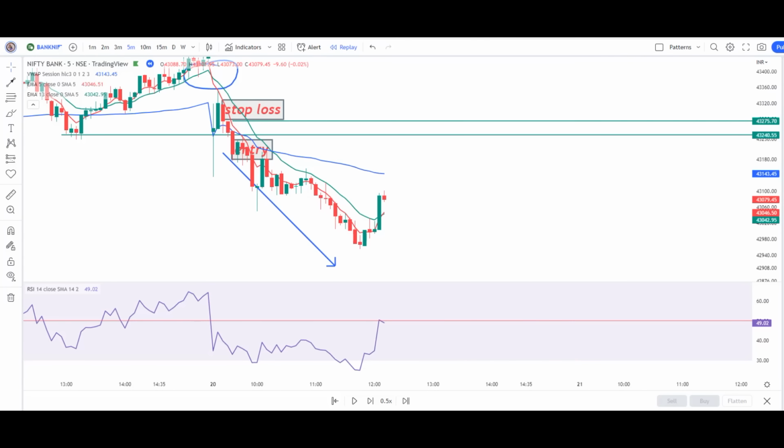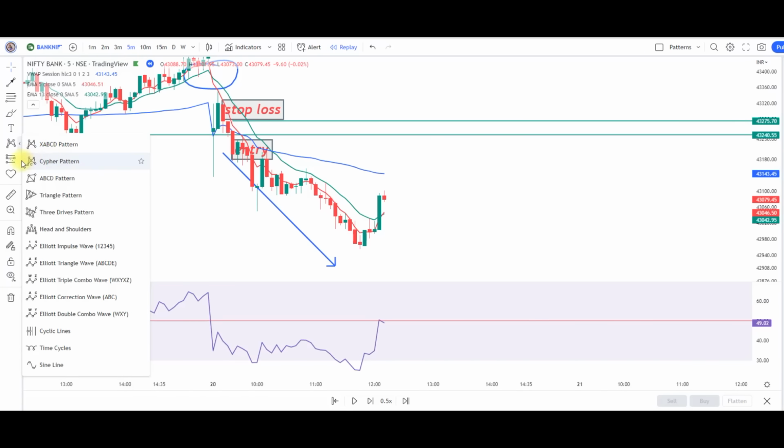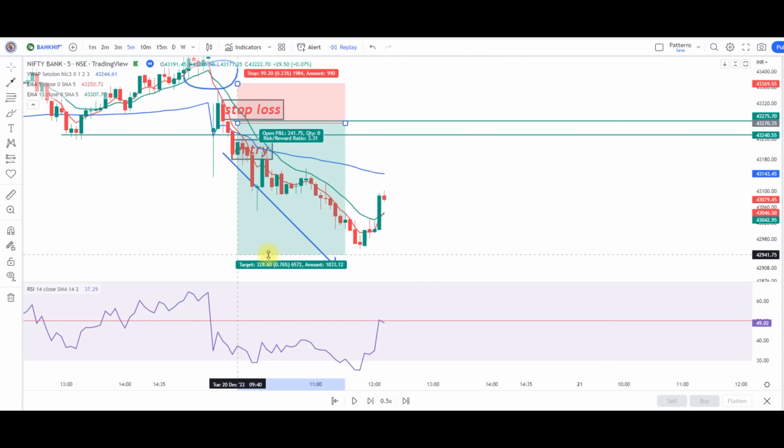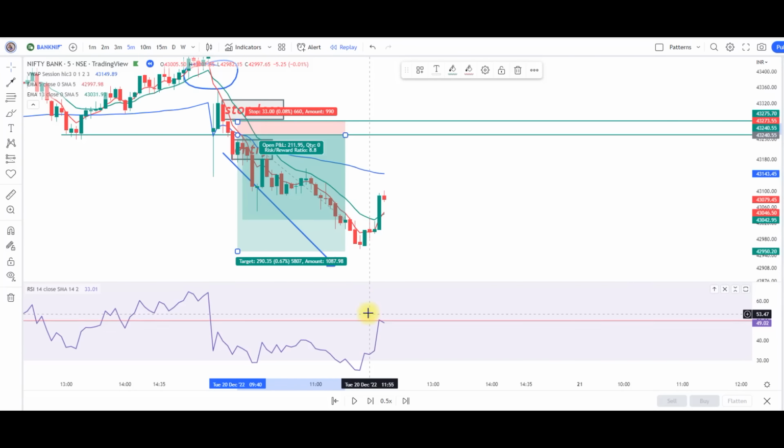So now we can see how much points we got in this short trade. With the stop loss of 33 points, we got the target of 290 points, which is 1:8. Which seems to be a good reward for the intraday traders, right? So this is how we need to enter into the short trade. Now we can see few examples in the Nifty, and after that I will show in the stocks also.